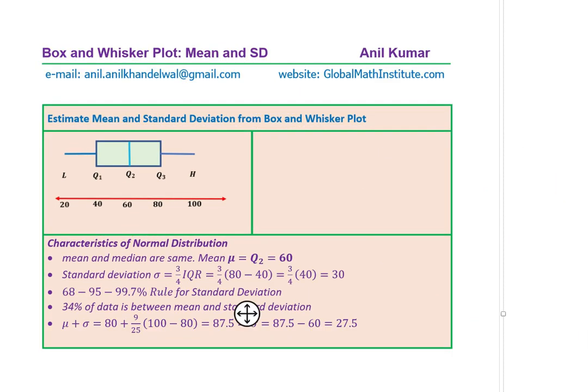So let's take the first example, which is based on the normal distribution. Correct? So we'll estimate the mean and standard deviation from box and whisker plot. And here, what we have is a normal distribution.